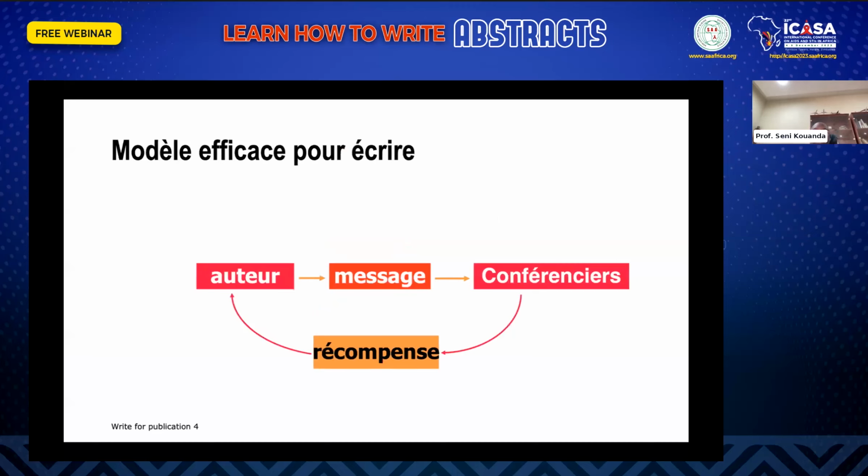Pour bien comprendre l'intérêt, vous êtes un auteur et vous avez un message que vous voulez faire passer. Pour pouvoir le faire passer, vous avez besoin de la conférence, parce que c'est à la conférence que vous allez avoir un auditoire qui va écouter votre message. Pour que votre message arrive à la conférence, il y a un obstacle que vous devez sauter, et pour sauter cet obstacle, il faut faire un bon abstract.